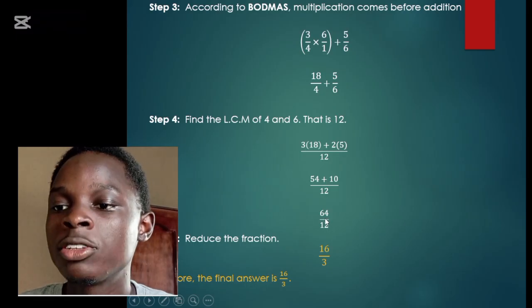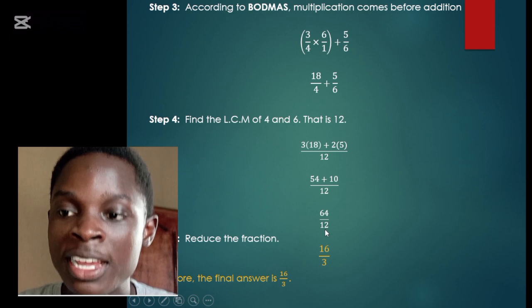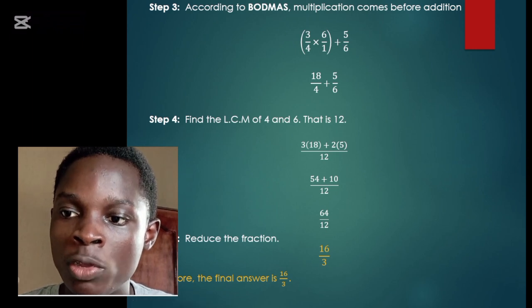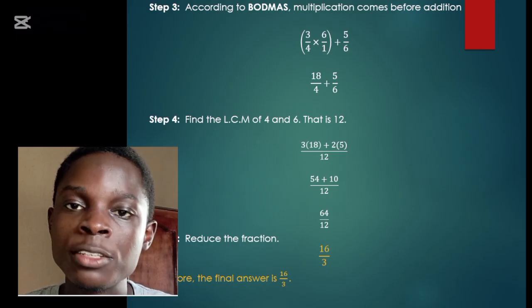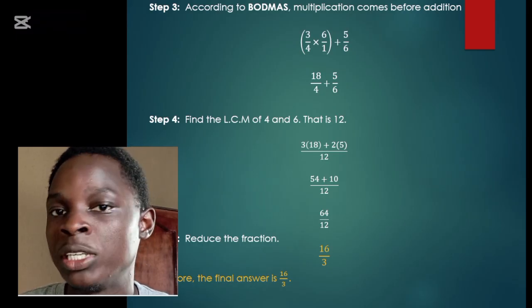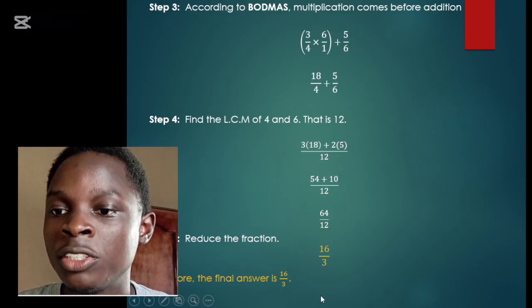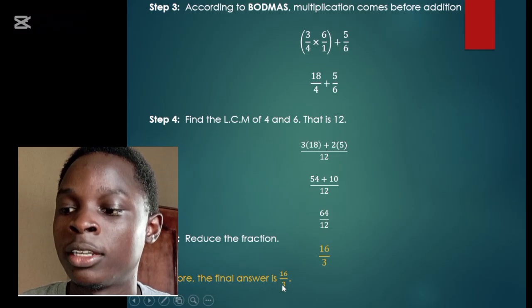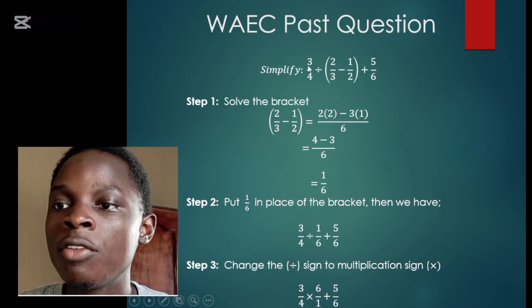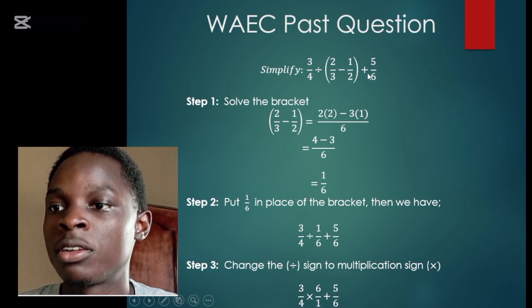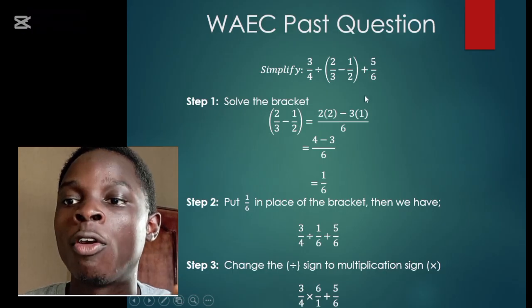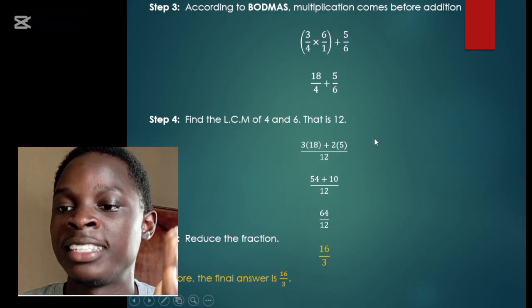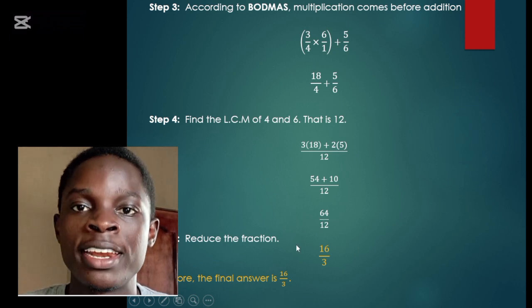Now the question says simplify. So we cannot just stop at 64 over 12 because there is a common factor with 64 and 12. They both have a common factor, which is 4. It means 4 can go in 64. 4 can also go in 12. So if we reduce the fraction, we'll be having 16 over 3. So the question we're given, simplify 3 over 4 divided by 2 over 3 minus 1 over 2 plus 5 over 6. After solving and following the procedures of BODMAS, you will arrive at 16 over 3 to be your final answer.